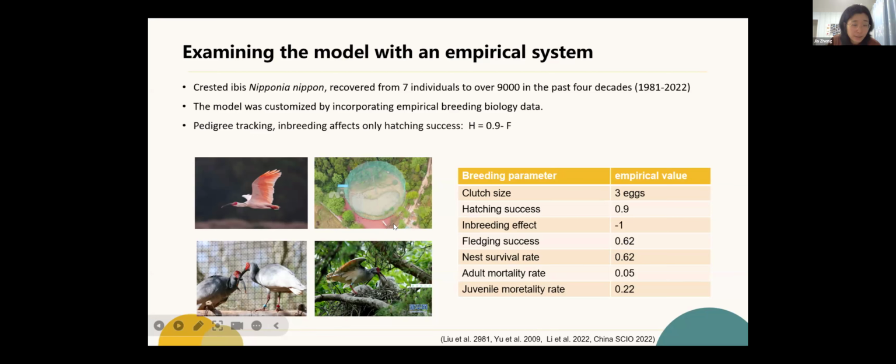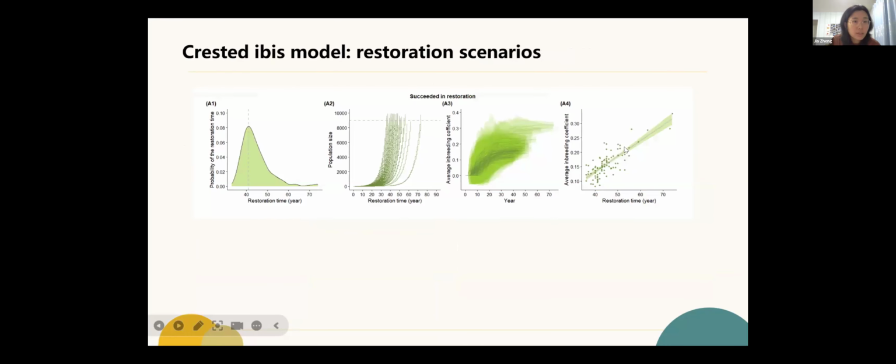And because the species got very good protection, they have the full pedigree data, and they found that inbreeding only affects the hatching success. And this is the relation between hatching success and inbreeding coefficients. And then we ran 300 simulations to estimate restoration probability, restoration time, and the population inbreeding coefficients.